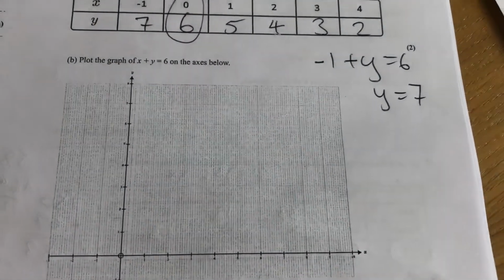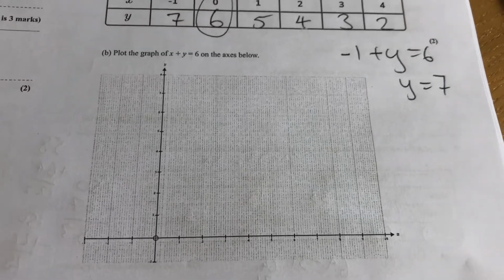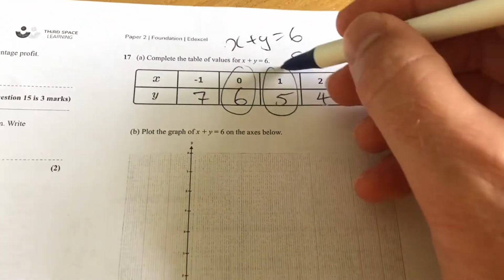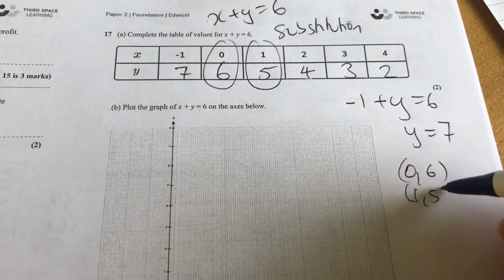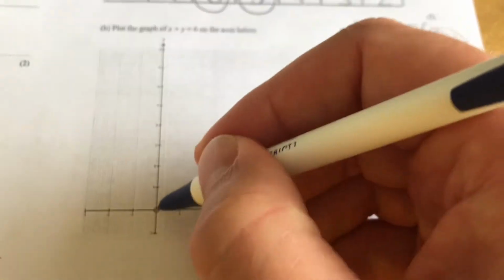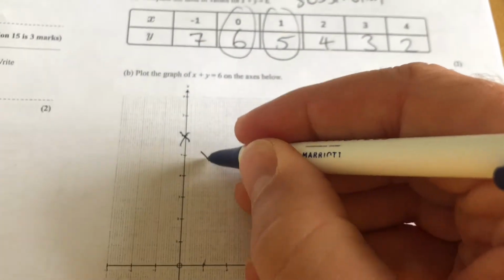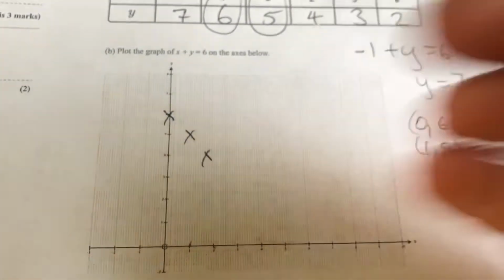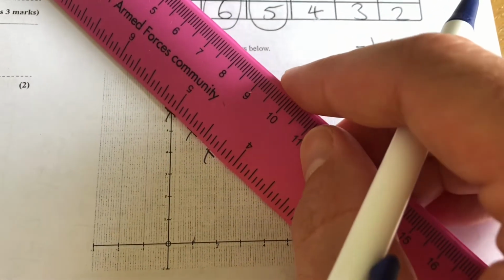Okay. Now for an extra 2 marks, you've got to plot this. So these become the xy pairs, 0, 6, 1, 5. So when x is 0, y is 6. When x is 1, y is 5. When x is 2, y is 4. And as soon as you've got a few of them, you should be able to see the line.